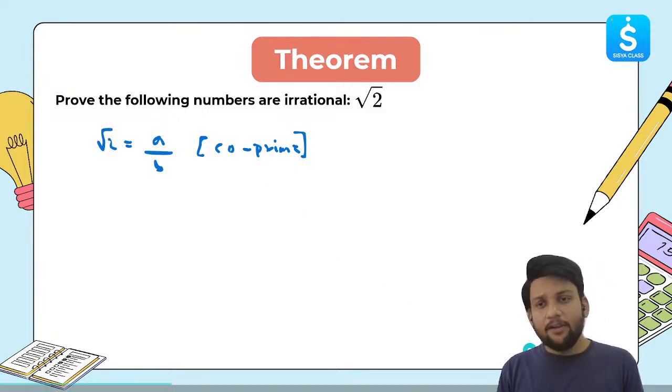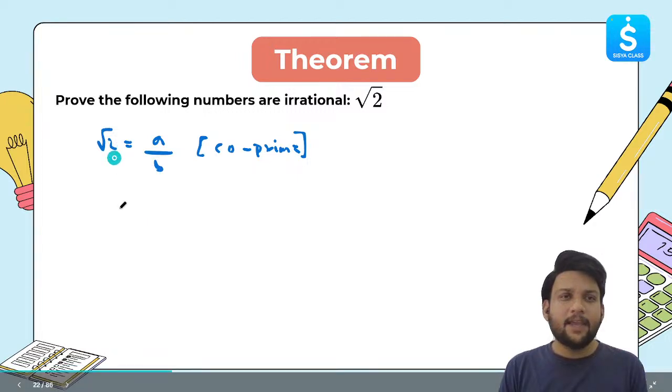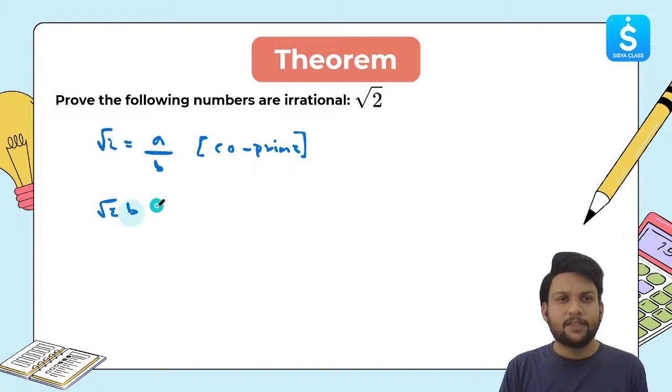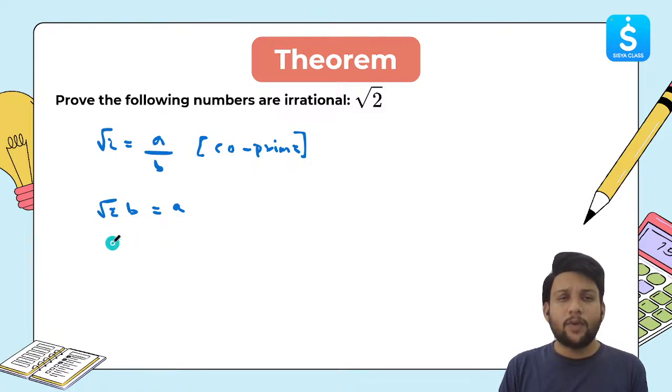Next, standard procedure, you have to remember it like this only. I will take b here. I will get root 2 times b equals a. Following me up till now? Yes, great. Next, I will square both the sides. I will get 2b square equals a square.